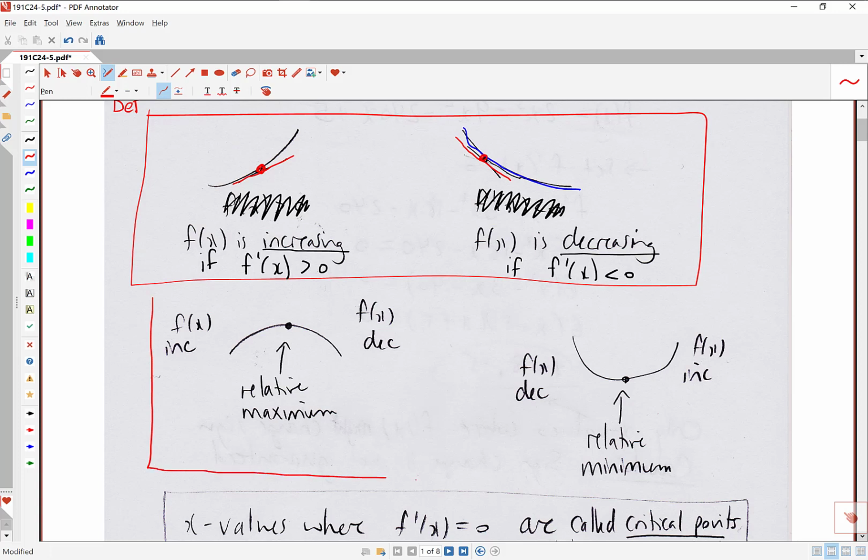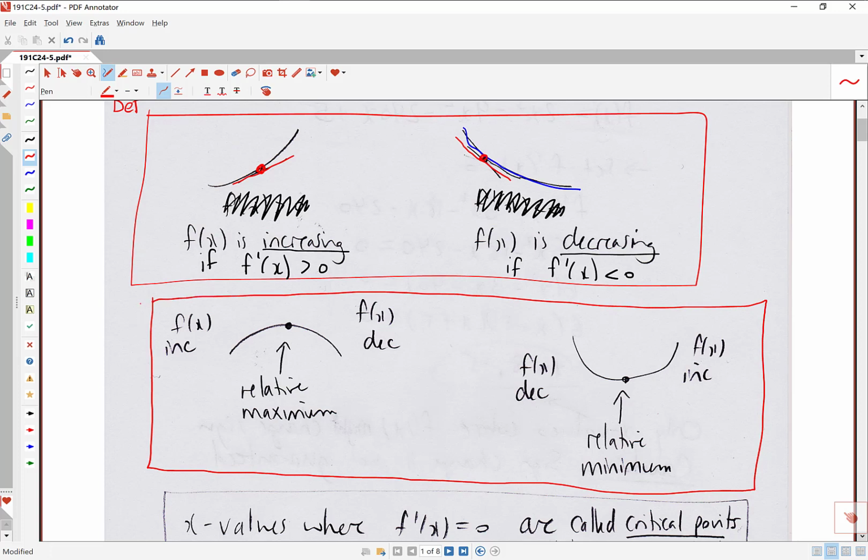Second definition, we're going to define two important concepts here, and that's the idea of a relative maximum and a relative minimum. First of all, let me give you an intuitive idea of what a relative maximum is. A relative maximum is a point on a curve that is a hilltop. Formally, you know you've got a relative maximum when you're running along your curve from left to right, your function moves from increasing and then switches to decreasing. So that point there is called a relative maximum.